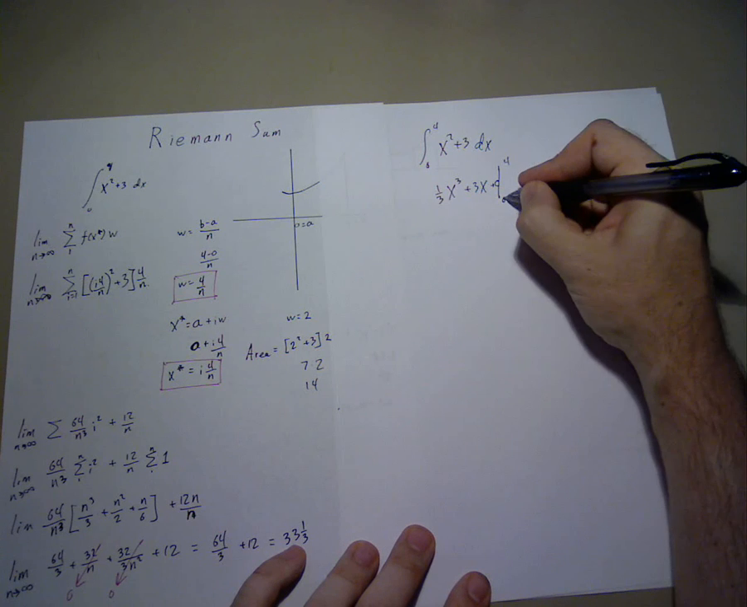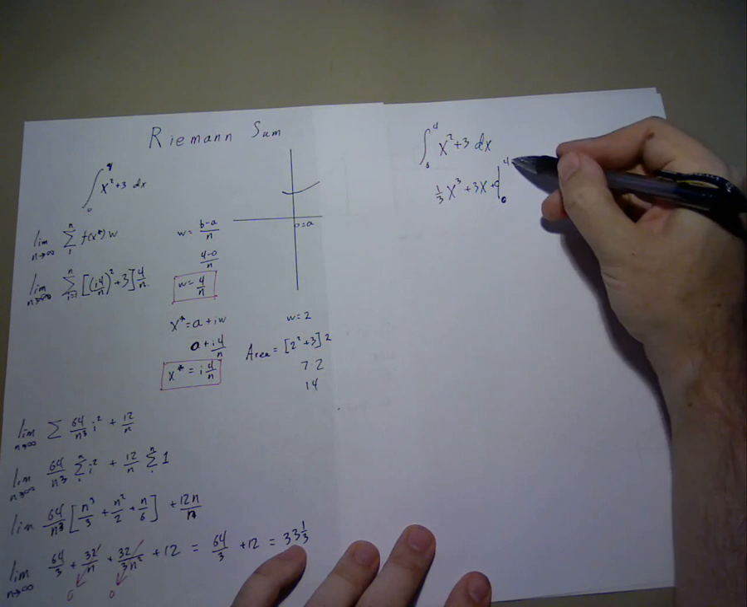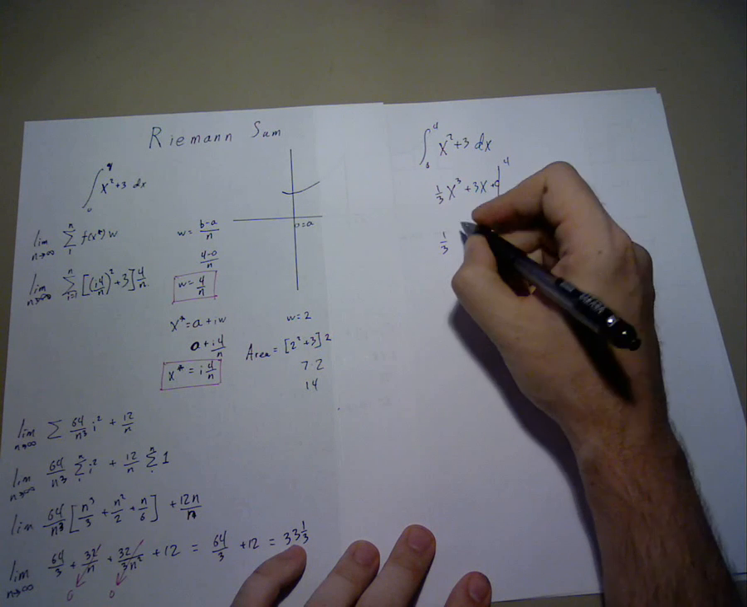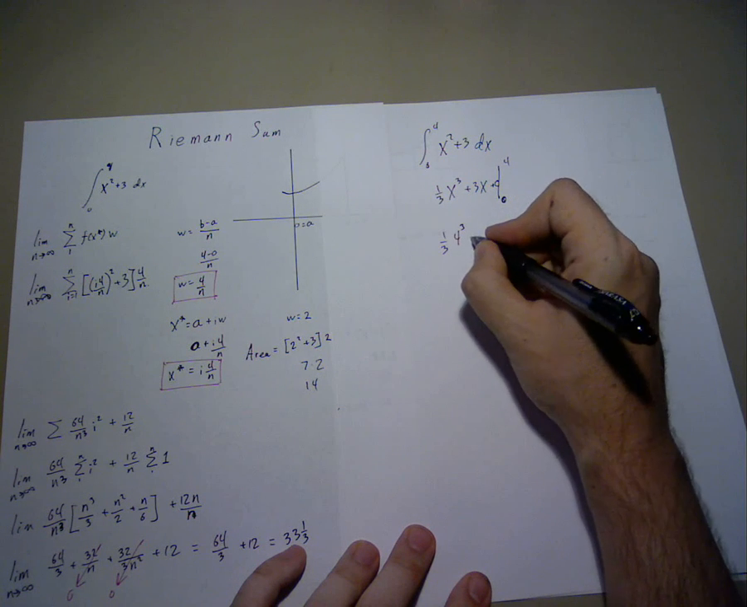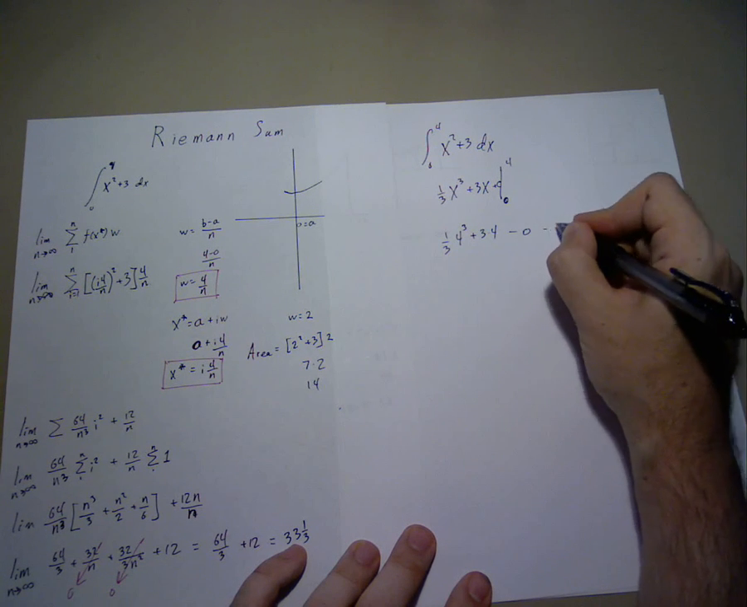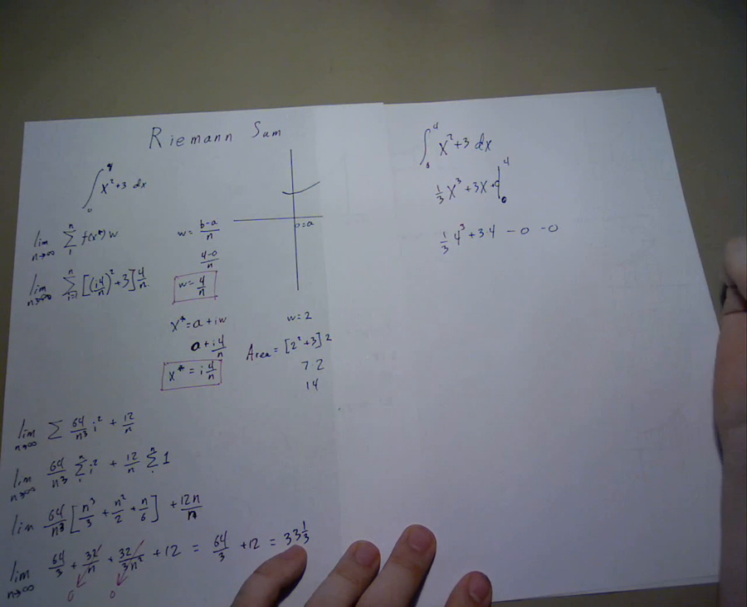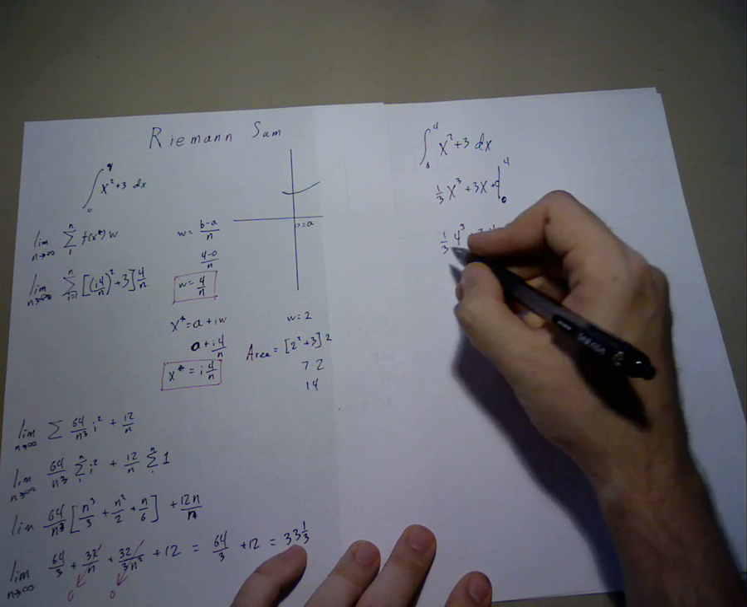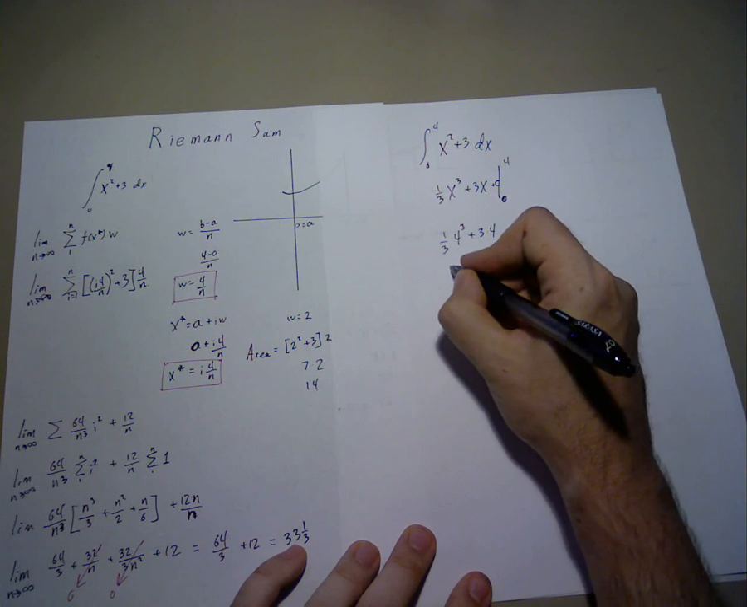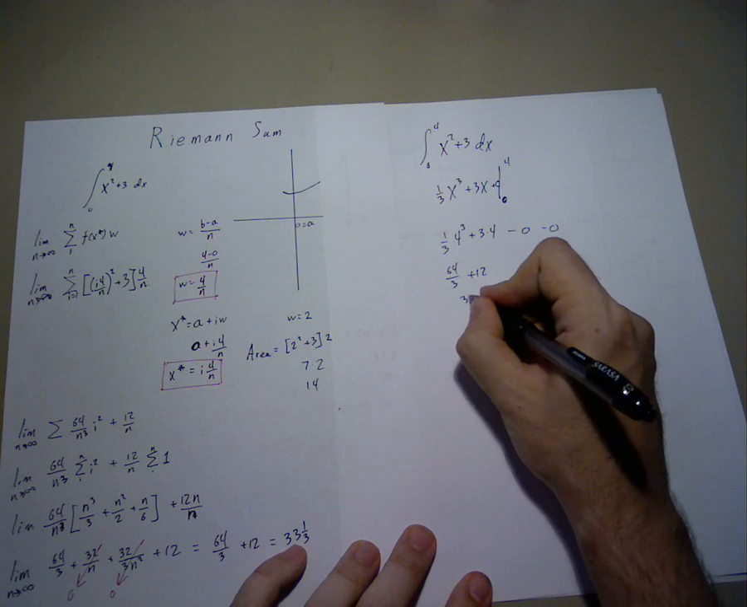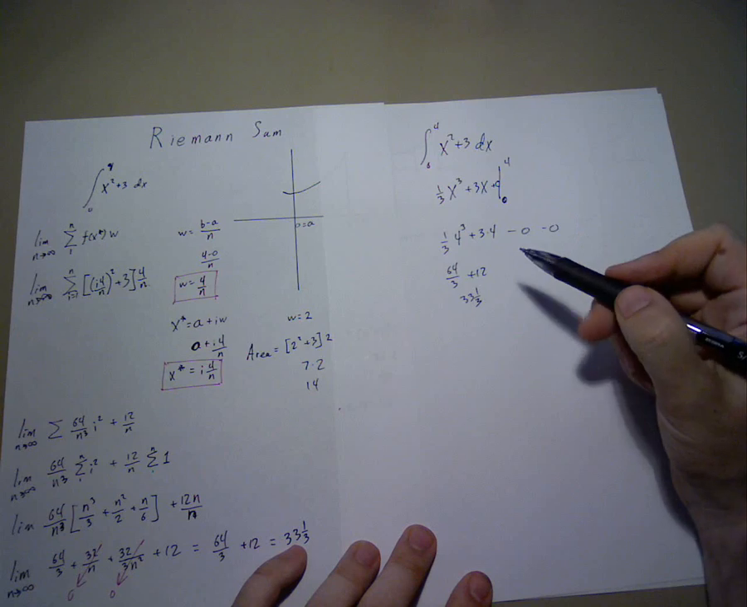If I plug these values in, I get 1/3 times 4 to the power 3 plus 3 times 4 minus 0 minus 0, from our 0 term. Our c's cancel out. This indeed becomes 64 over 3 plus 12, which is 33 and a third.